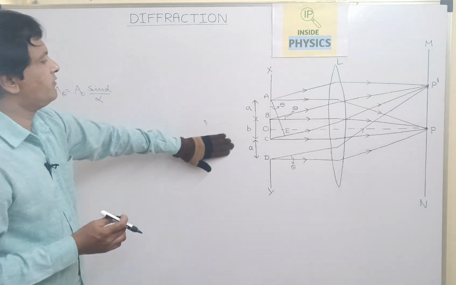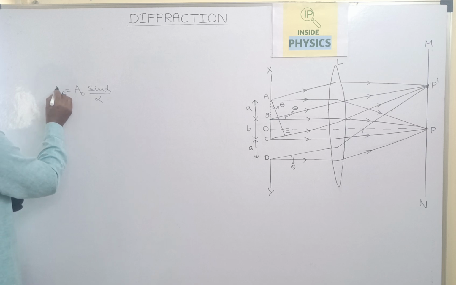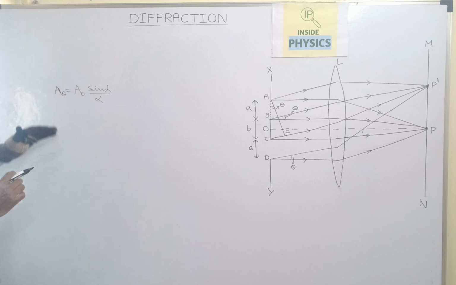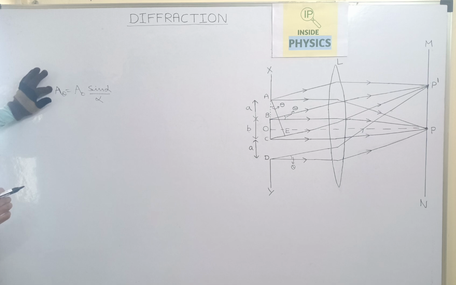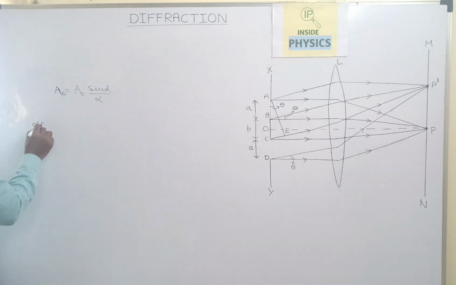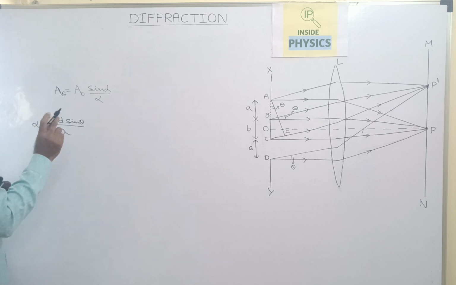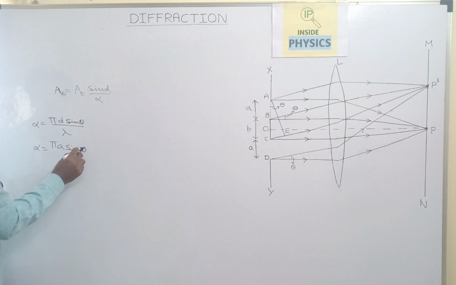So the plane wavefront is incident on the two slits. A theta is nothing but the resultant amplitude when the diffracting angle is theta. We already know alpha is equal to pi d sine theta by lambda. This is derived from the previous derivations, where d is the width of the slit. Here, what is the width of the slit? Pi a sine theta by lambda. Here a is the width of the slit.